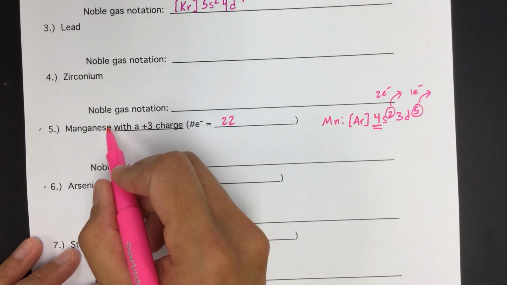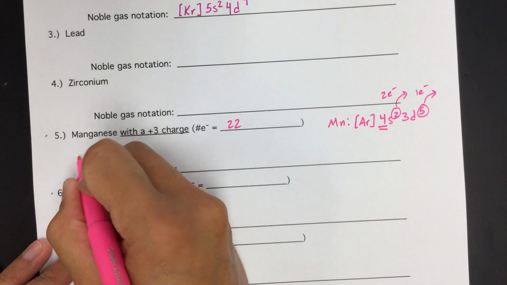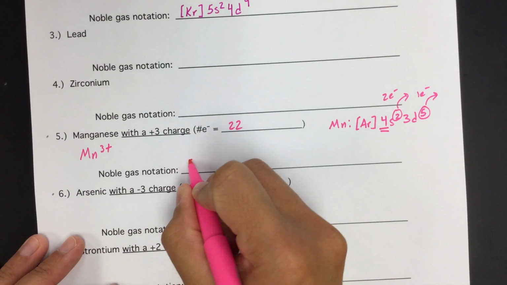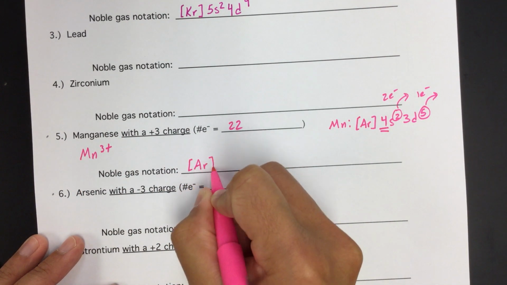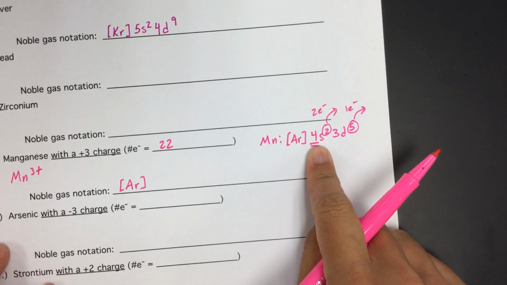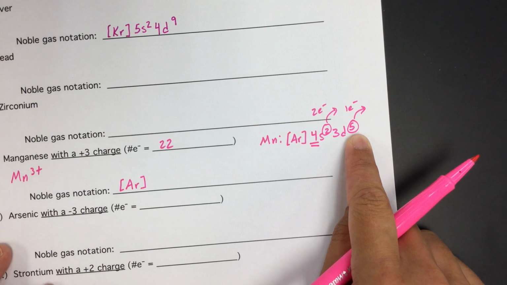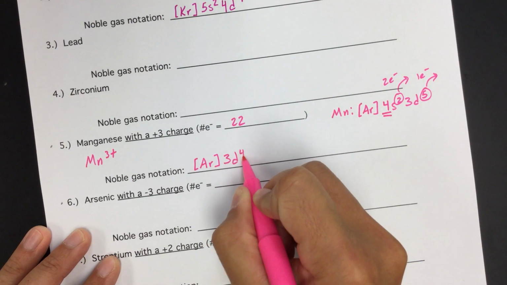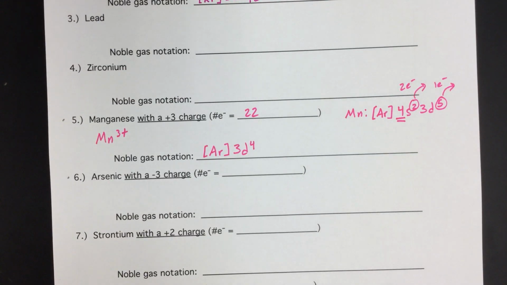The noble gas notation of manganese with a +3 charge is going to be argon in brackets. The 4s is now gone. We removed both of those electrons. 3d5, remember we got rid of one of those, so now it's 3d4. Quite tricky. So be careful with these ions.